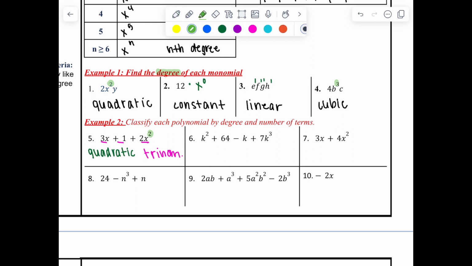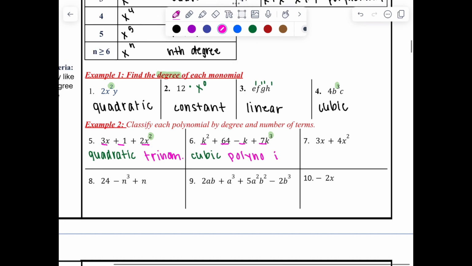Number 6. k squared plus 64 minus k plus 7k to the third power. Even though it's the very last term, the degree is still a 3. It doesn't matter what order they're in. They're just not in standard form. And then there are 4 terms. So when there are more than 3 terms, we just call it a polynomial. Cubic because the leading degree is 3, and then polynomial because there are more than 3 terms.